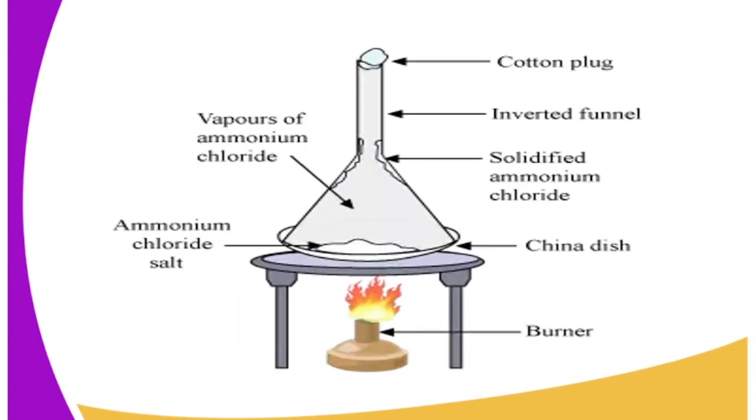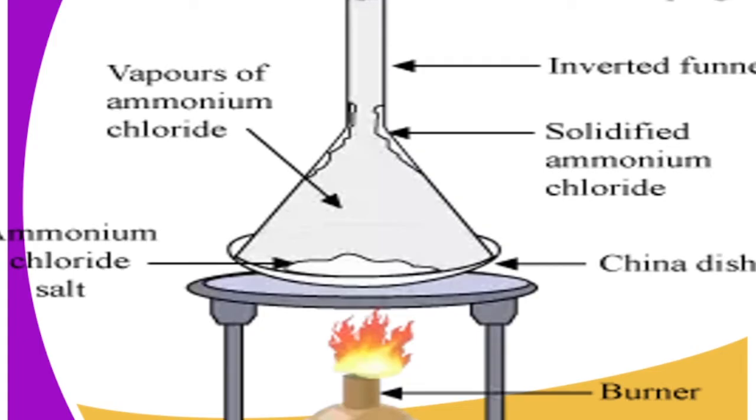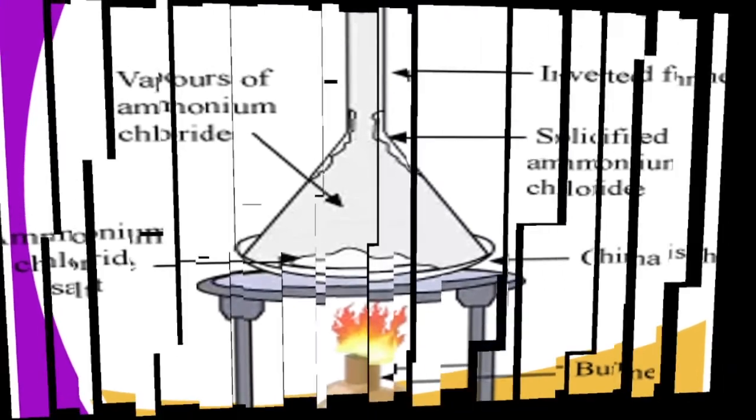That is an example of ammonium chloride salt. As you heat, it changes to gas and it cools in the upper parts of the funnel. That shows that it does not turn into a liquid when you heat it. It directly changes from a solid to a gas. The process is called sublimation, and the reverse process from gas to solid is called reverse sublimation. And that is the end of our lesson.